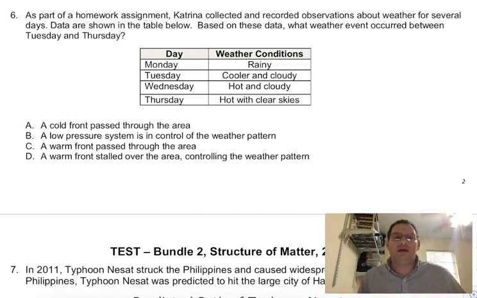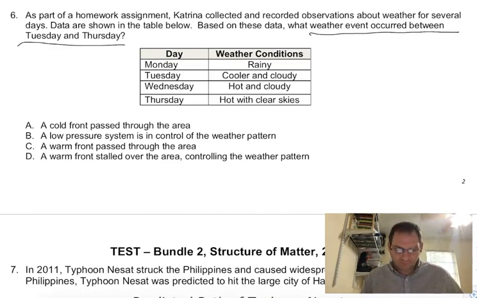As part of a homework assignment, Katrina collected and recorded observations about weather for several days. Data is shown in the table below. Based on this data, what weather event occurred between Tuesday and Thursday? You see on Monday, it's rainy. Tuesday, cooler and cloudy weather. Wednesday, hot and cloudy. Thursday, hot and clear skies. So let's put a little bracket from Tuesday to Thursday. It's not about Monday. We can care less about Monday.